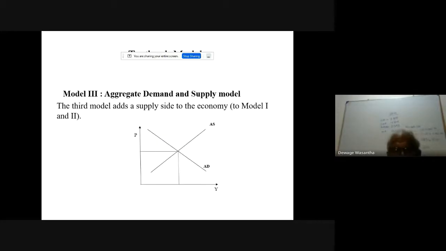Third model, aggregate demand and supply. Aggregate demand is the overall demand for all the goods and services in the economy. And it depends on the price level in the economy. So income and price are the two axes, the price level and the income.